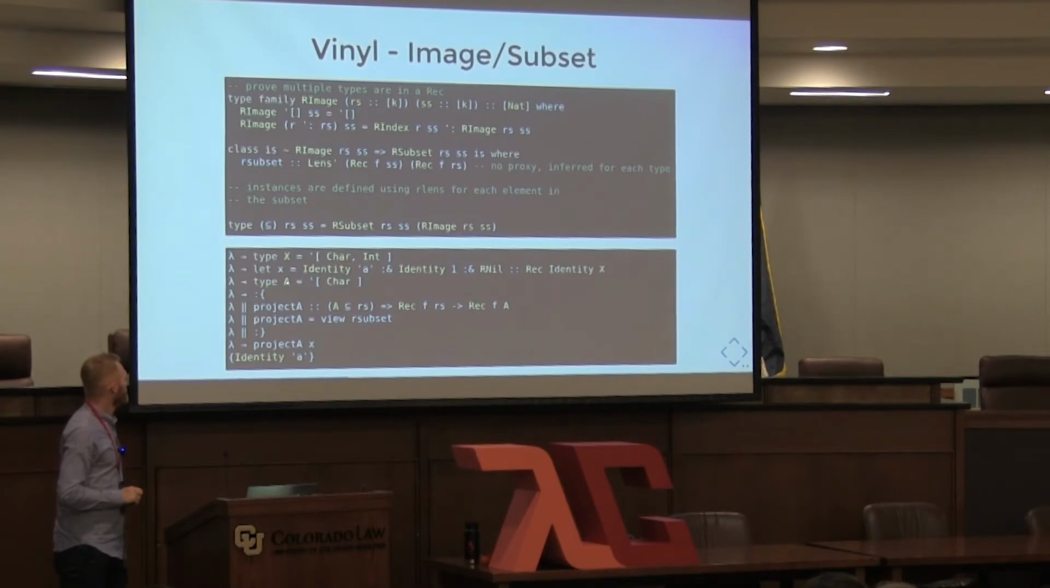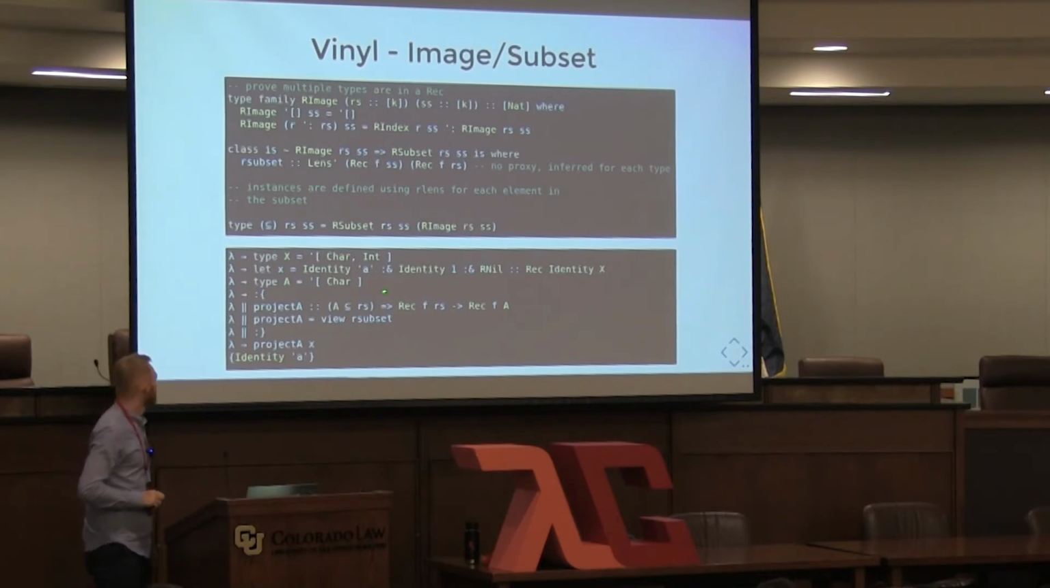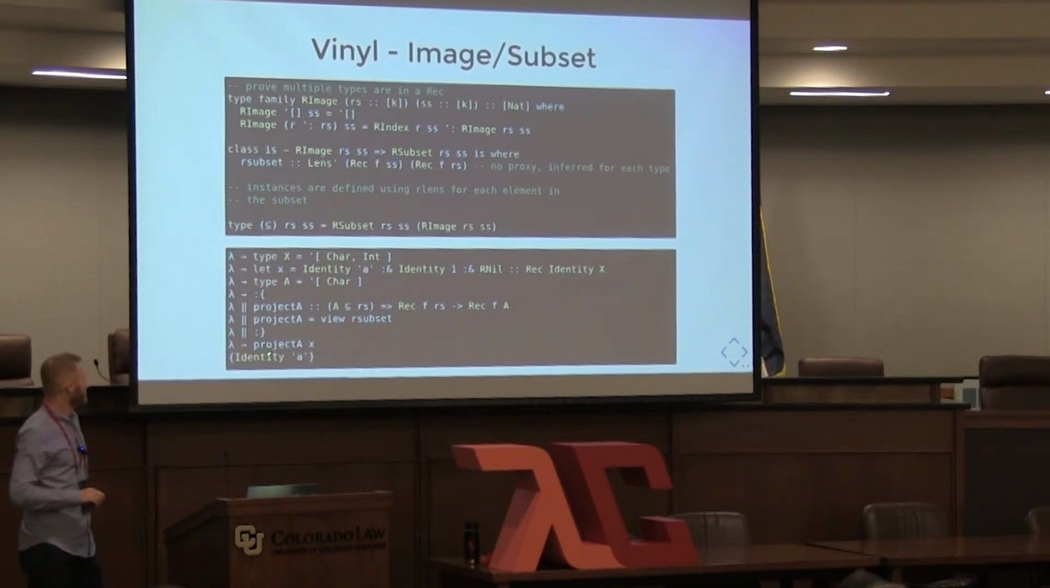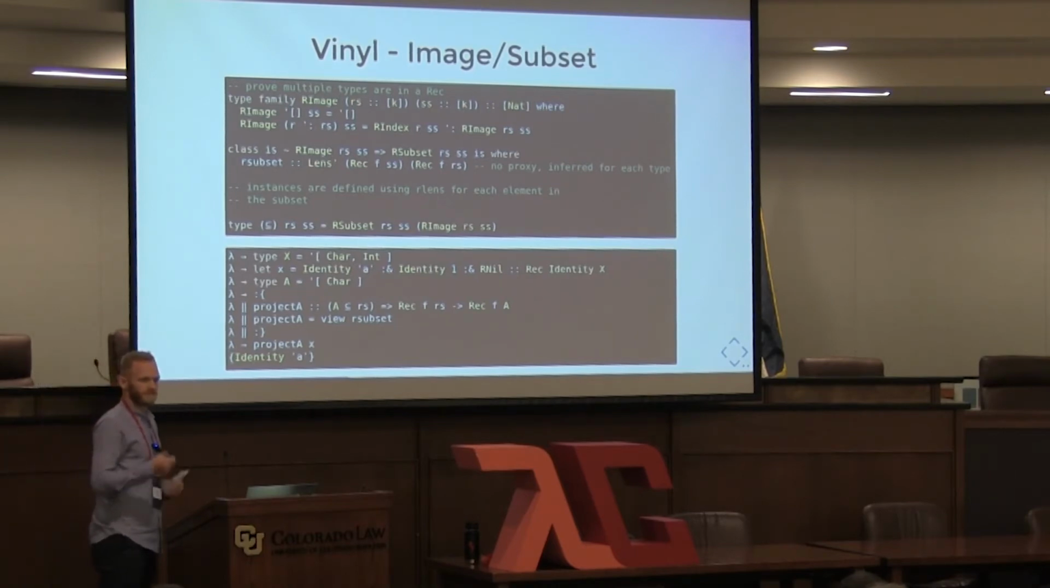We ascribe this type. A is the type level list of characters. Project A says if A is a subset of RS, and I'm given a record of the functor f plus RS, I can extract a record of that same functor around A. And that's just view this R subset lens. And then right here, project A, we just project it and we get our character out. Cool. All good?